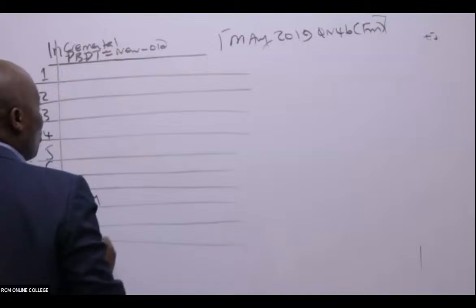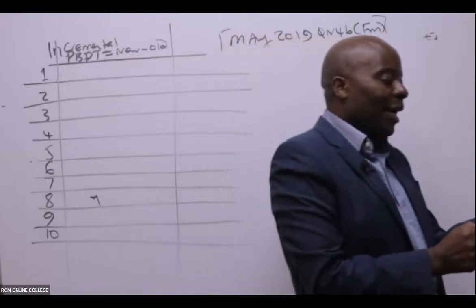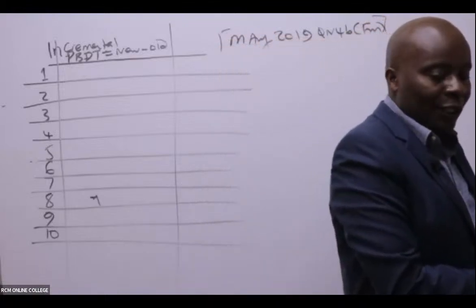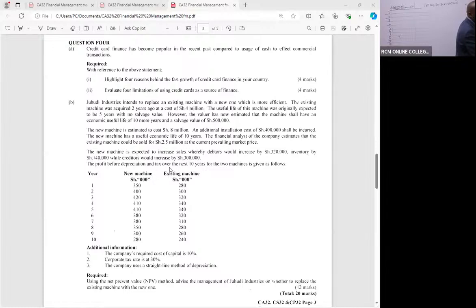So are you able to see those profits, ladies and gentlemen? After the third paragraph, they are telling us something very special there. After this third paragraph, the profit before depreciation and tax over the next 10 years are given. This is the PBDT for the new machine, and the PBDT for the existing machine. I want the incremental. So incremental means I subtract 350 minus 280. Is there somebody who can give me those differences pretty fast, year by year?